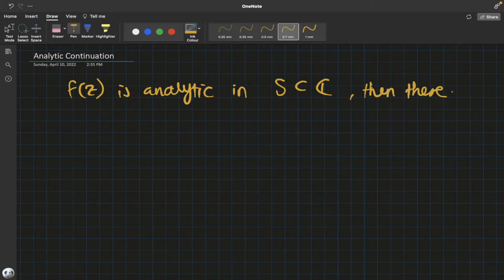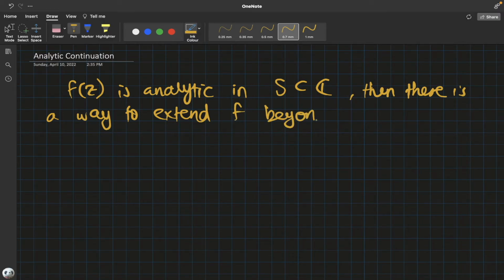then there is a way to extend f beyond S. I mean, being analytic means that the Laurent series for f is equal to f. So the Laurent series converges to f in this region. Beyond it, we don't know. It may diverge. So here's the theorem. Some horrible handwriting right there.